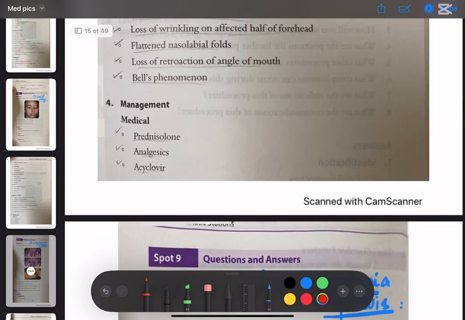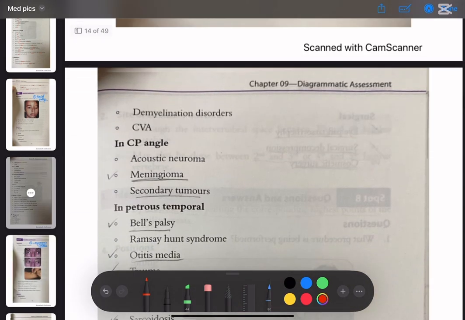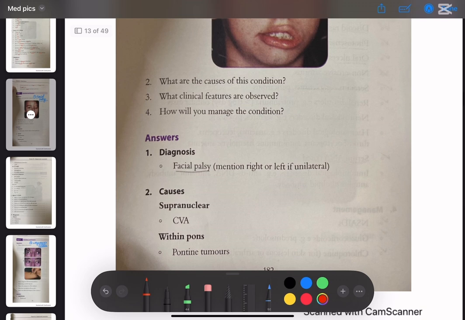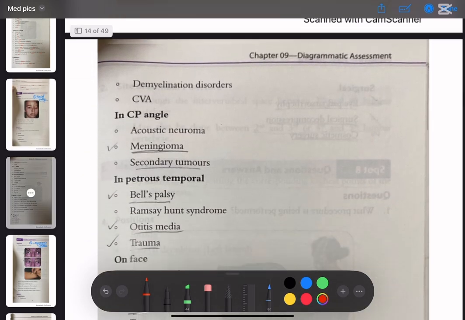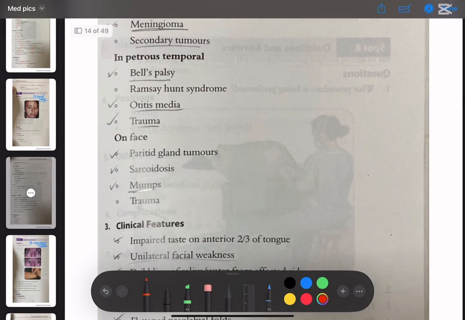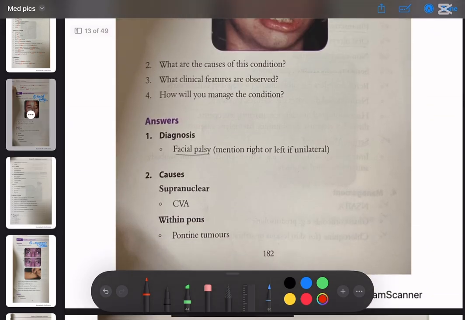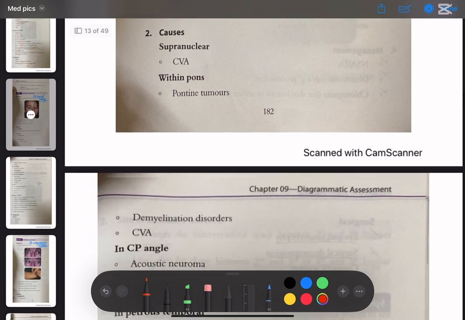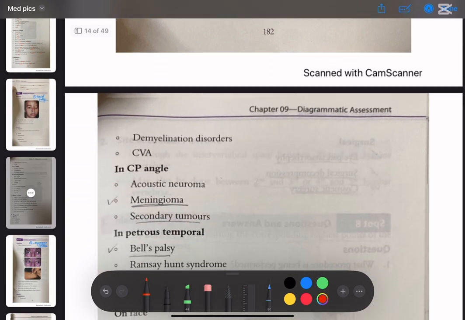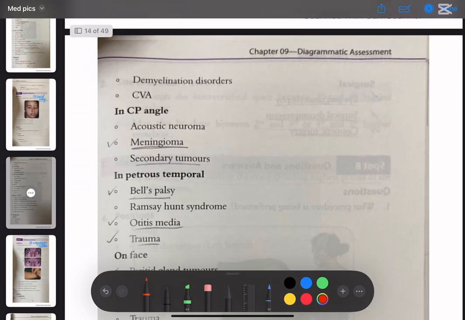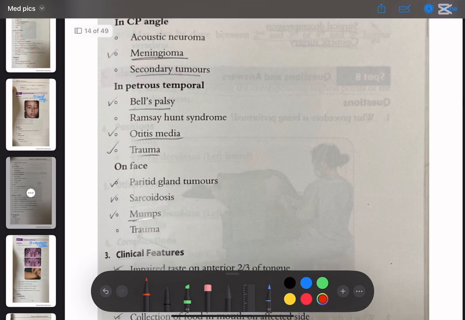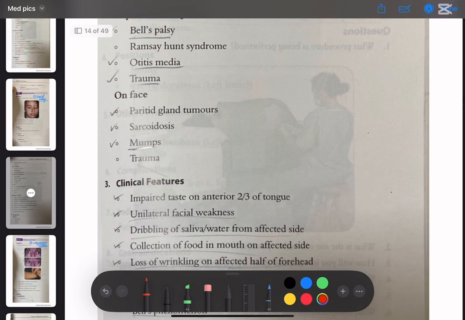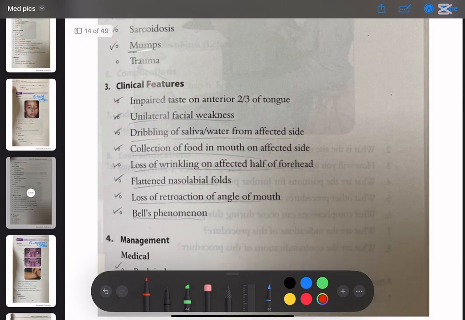So this was about the facial palsy. The diagnosis is facial palsy. The causes are supranuclear, within the pons, in the CP angle, in the petrous temporal, and on the face. In the supranuclear it is CVA, in the pons are tumors and demyelination disorders, in the CP angle are meningiomas and secondary tumors, in the petrous temporal are Bell's palsy, otitis media, and trauma, and on the face are parotid gland tumors, sarcoidosis, mumps, and trauma.